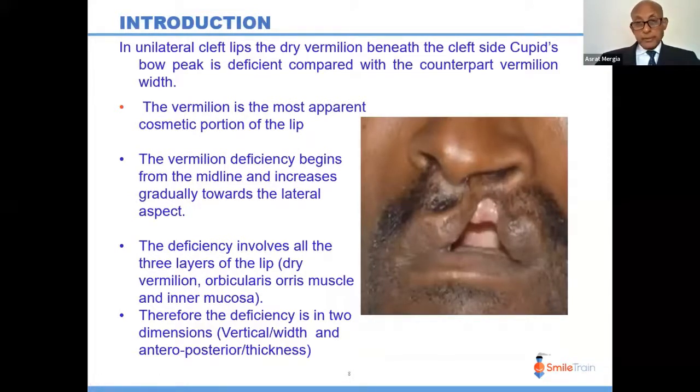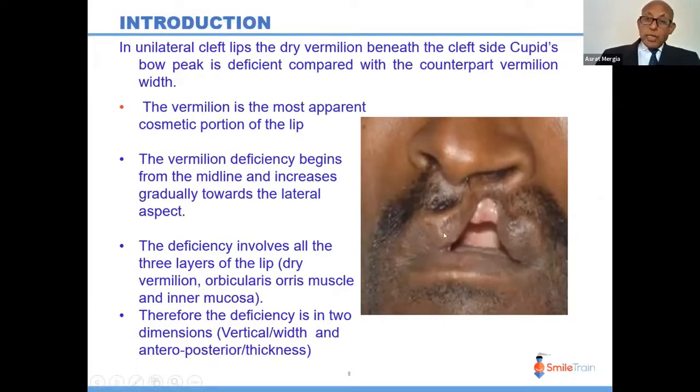So now let me go to the right topic. What do I mean by a Vermilion deficiency? I present most of my slides with adult patients because for demonstration it's easier. You see this is the Cupid's bow, the normal side of the Cupid's bow, this is the philtral tubercle, and this is the normal Vermilion. And you see how deficient it is here, very obvious. The deficiency starts from the middle and increases as you go more to the cleft side, more to the lateral side.